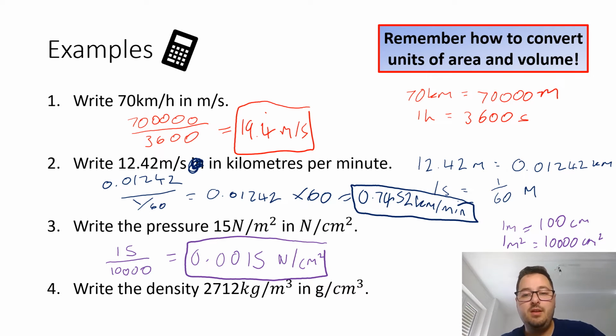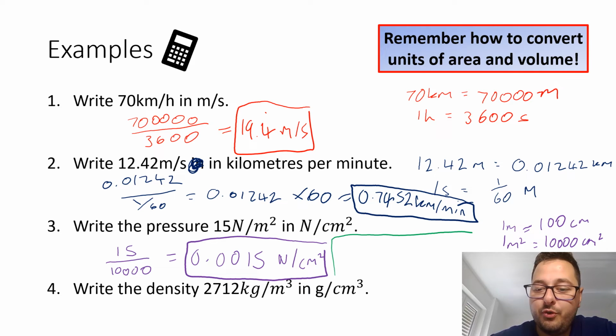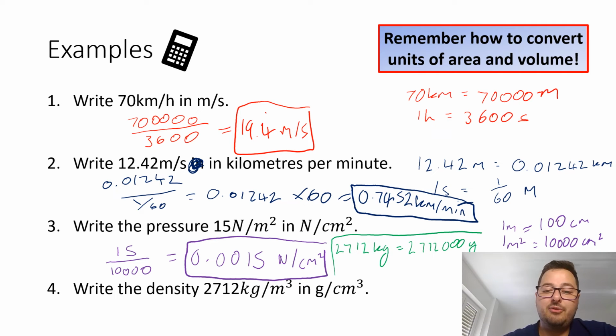Okay, all right, and then the last one, we want to write the density 2,712 kilograms per metre cubed in grams per centimetre cubed. All right then, so let's just give ourselves a bit more room up here. So firstly, we want to do kilograms into grams. So 2,712 kilograms is the same as 2,712,000 grams. So I've just times that by 1,000.